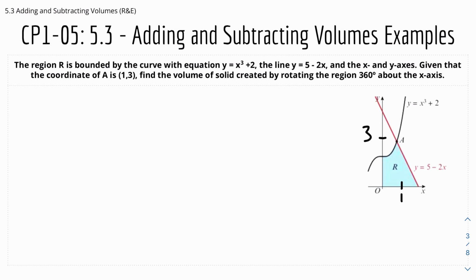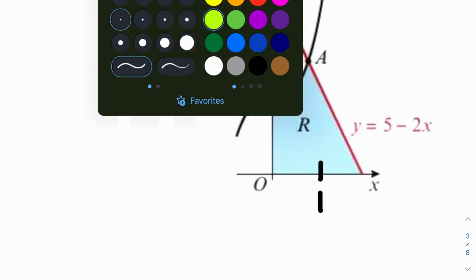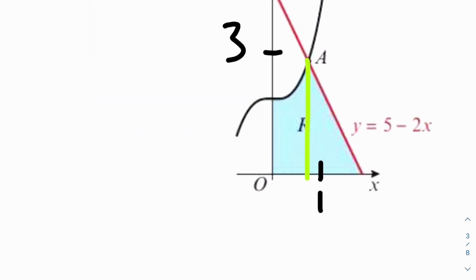We know that this region will rotate around the x-axis. The first thing we should do is see what we can split. We can see that if we split it down here, where this point is 1, you can see that it's actually a cone rotated around the x-axis, and this volume right here, this shape.